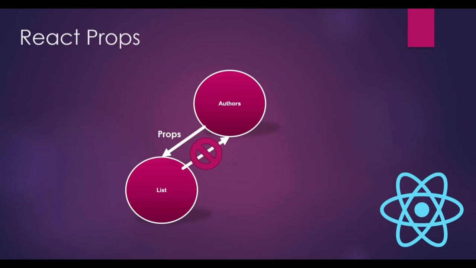So let's have a look at some example properties. The child component is declared as a list component, as can be seen by the capital L, and then the properties are set as simple attributes similar to HTML attributes. These can be simple primitives, arrays, JSON objects, and even functions.